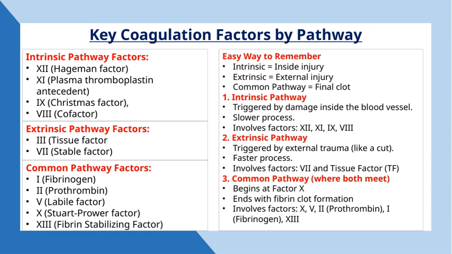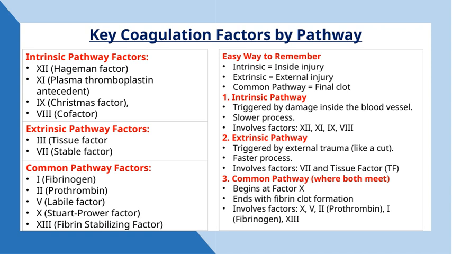It all starts at factor X, the Stewart-Prower factor, and then proceeds with factors V and II, which is prothrombin, leading to the production of fibrinogen. Factor I, fibrinogen, is converted into fibrin, stabilizing the clot, with factor XIII, the fibrin stabilizing factor, ensuring the clot holds firm. A helpful way to remember these pathways is intrinsic equals inside injury, because it starts internally. Extrinsic equals external injury, because it's triggered by outside damage. And the common pathway is the final clot formation stage.